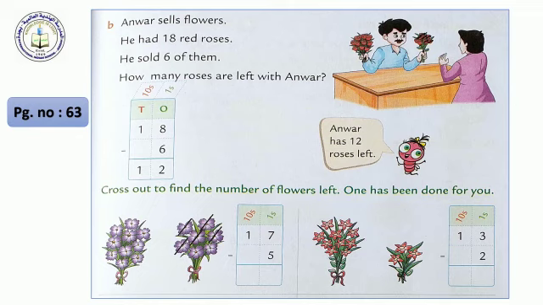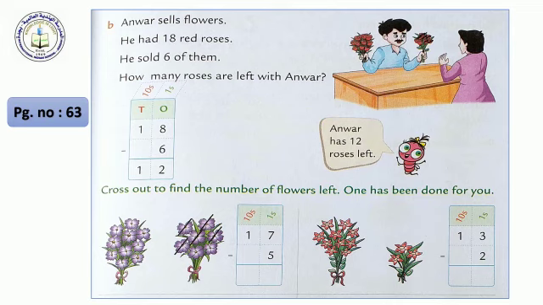So first we are going to take away 6 from 8 ones. When we take away 6 from 8 ones, we get 2, the difference 2. You can cross out the 6 flowers in the bunch and check 2 red roses are left. So 8 minus 6 is 2. And he still also has another bunch of 1 ten. So 1 ten and 2 ones is left with Anwar. So 1 ten and 2 ones is equal to 12. That means 18 minus 6 is 12.